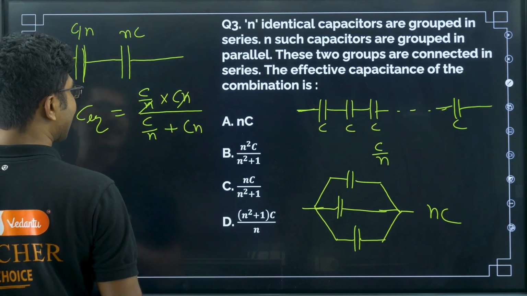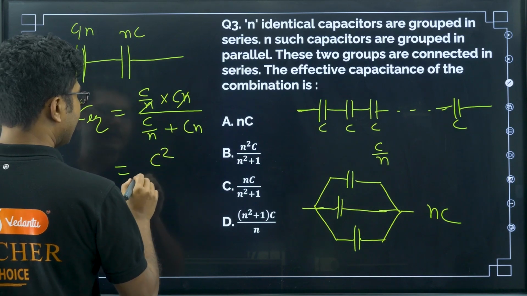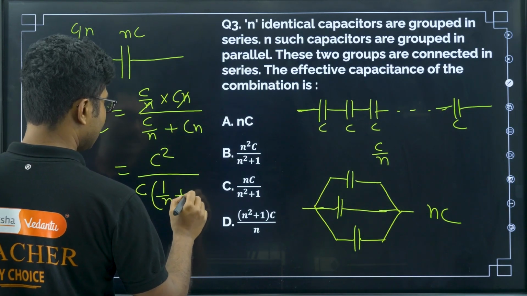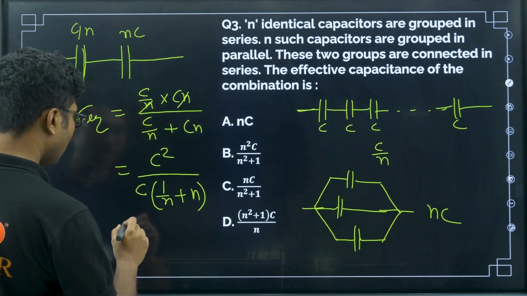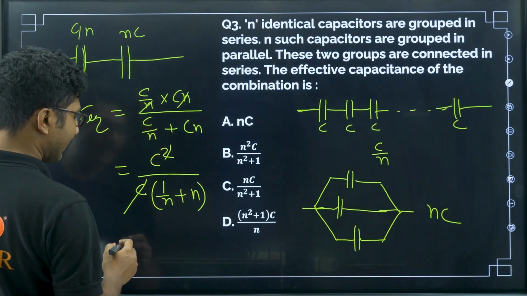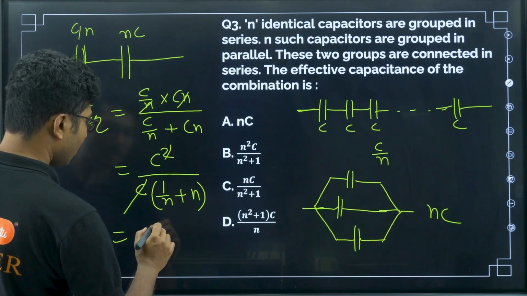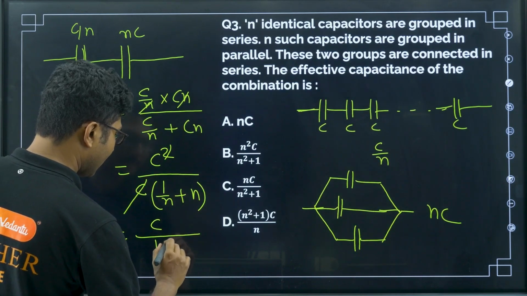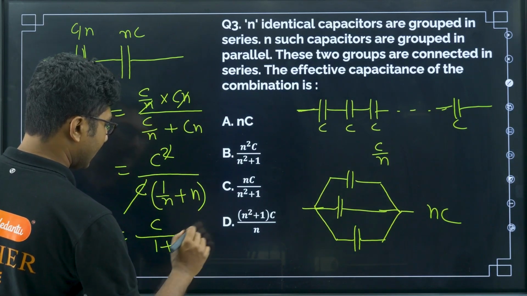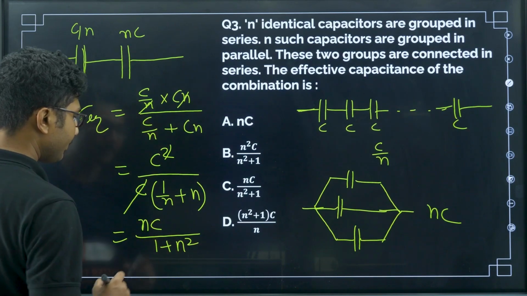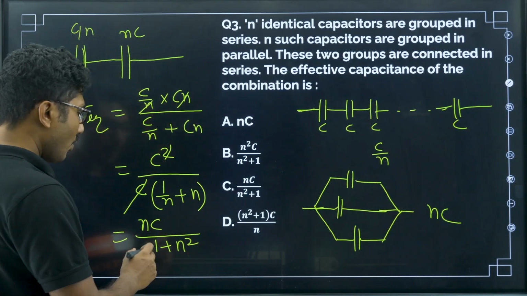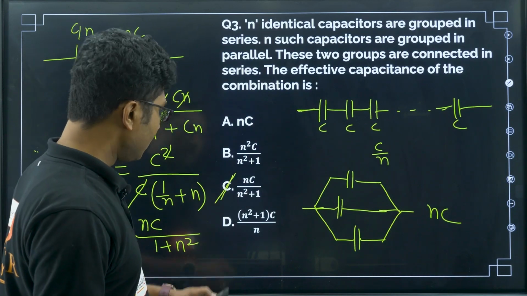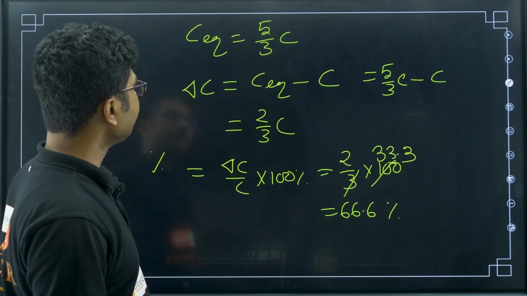So this N will cancel. C square divided by C will be common, 1 by N plus N, so one C will cancel. If you do the LCM, it will be 1 plus N square, and the N will be in the denominator, that will go up. So it will be NC divided by 1 plus N square. So the option is option number C, right. Now, let us move on.